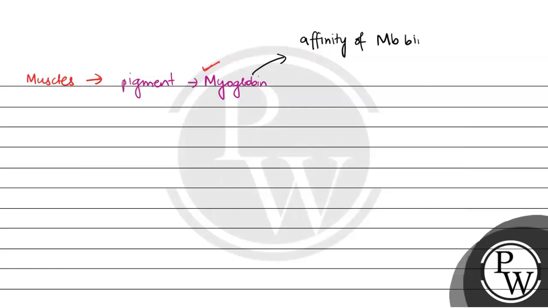Second, muscles have a particular pigment which is called myoglobin. Myoglobin pigment is different from hemoglobin such that myoglobin is present only in muscles. And secondly, the affinity of myoglobin to bind with oxygen is very much higher as compared to the affinity of hemoglobin binding with oxygen.